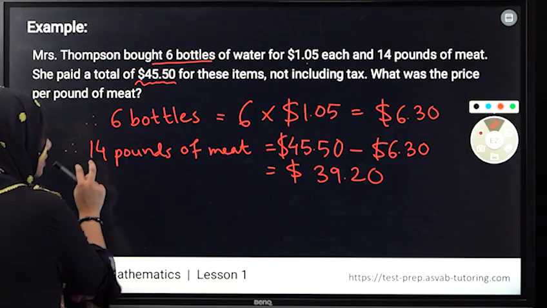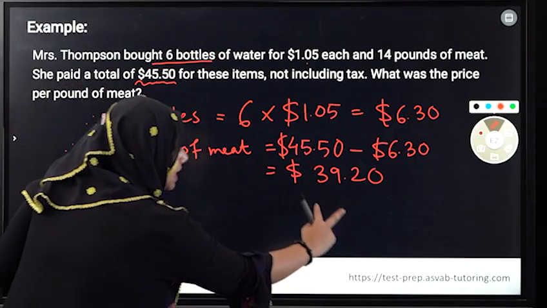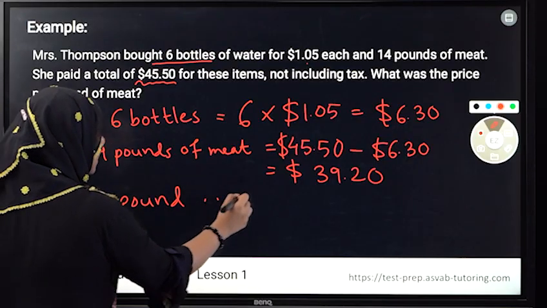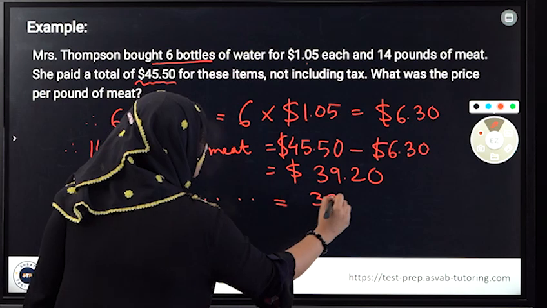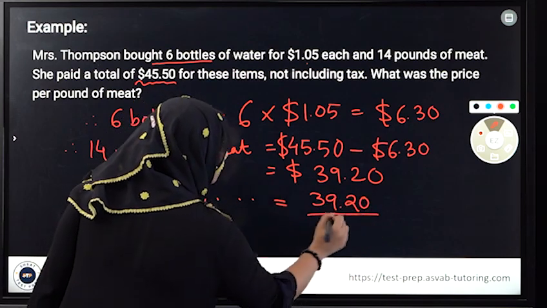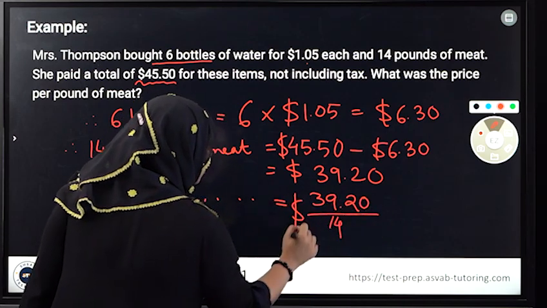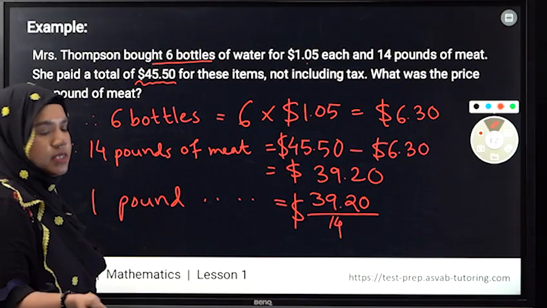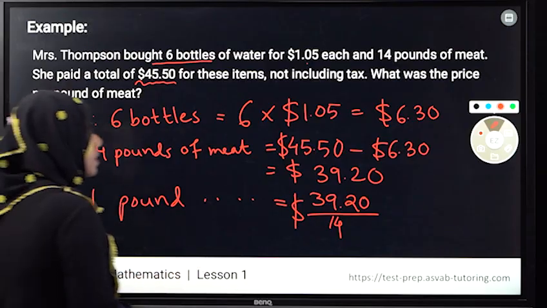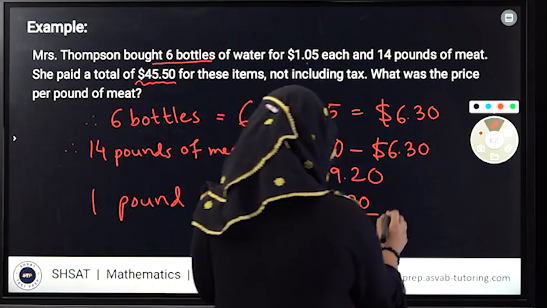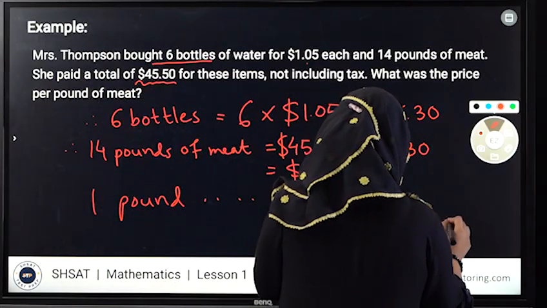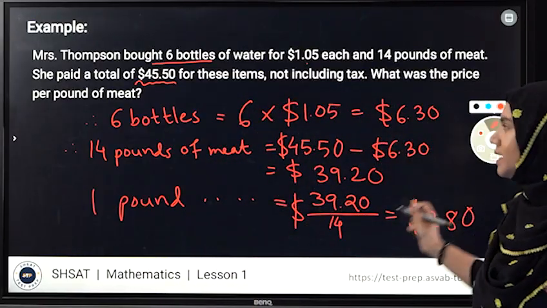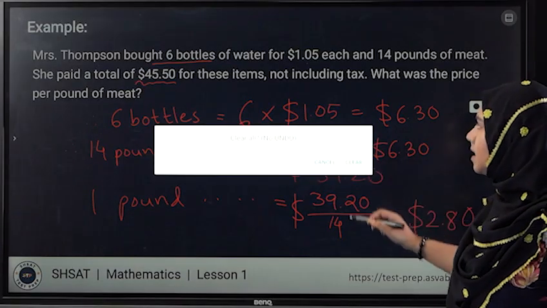Now what was the price per pound of meat? So for 14 pounds of meat, it's this, so for 1 pound, it's what? It's going to be 39.20 divided by 14. It's just like if you paid $100 for 10 items, what's the cost per item? It's going to be 100 over 10, right? So same here. Do this division on your own. You are going to end up with $2.80, okay? All right. So that gives me another example.